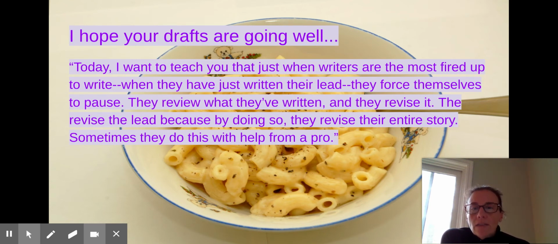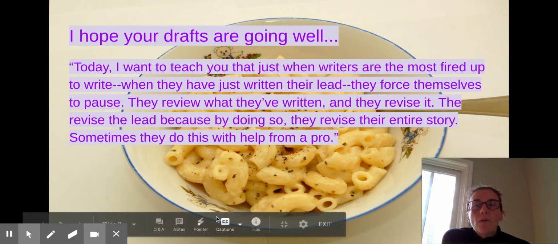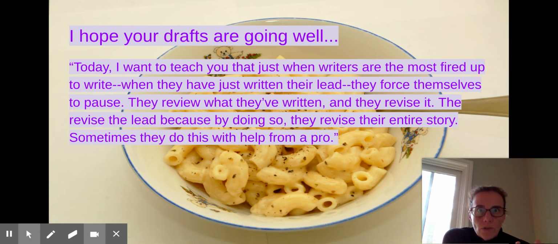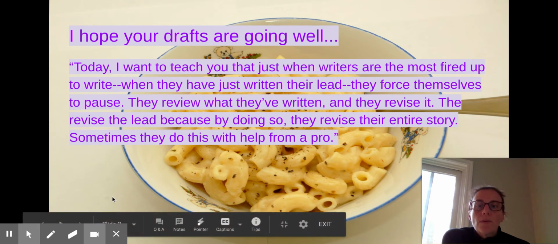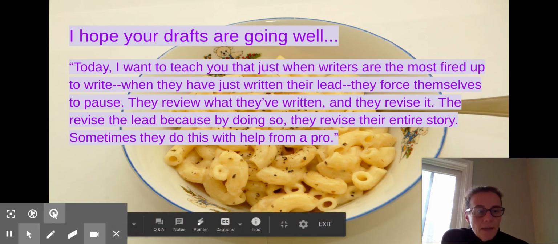Revise the lead, because by doing so, they revise their entire story. I apologize for my typo. Sometimes you do this as a writer with the help of a professional, right?